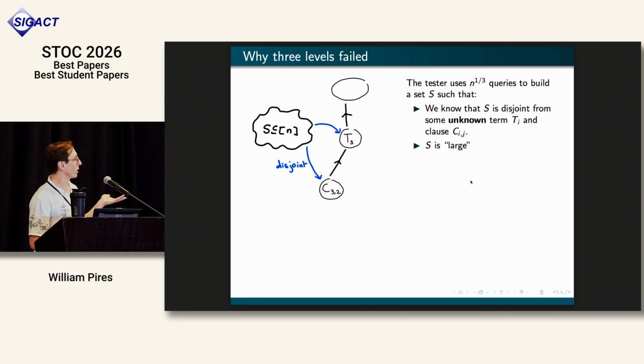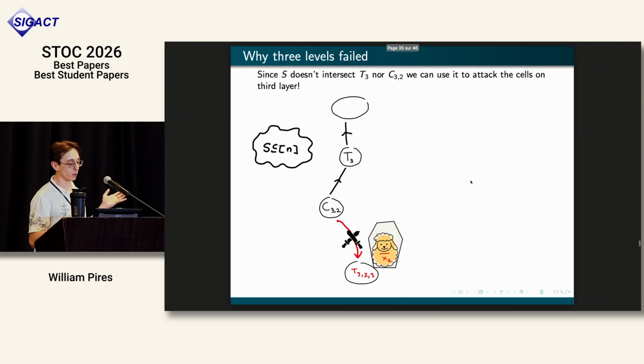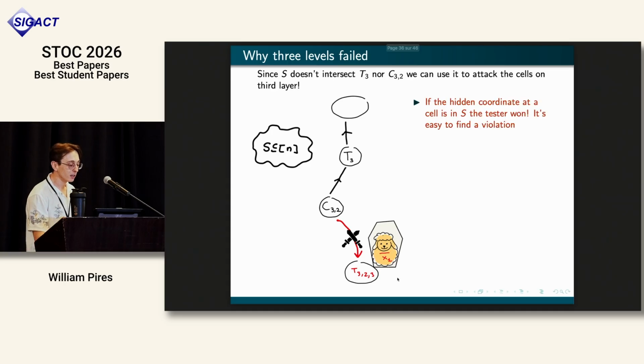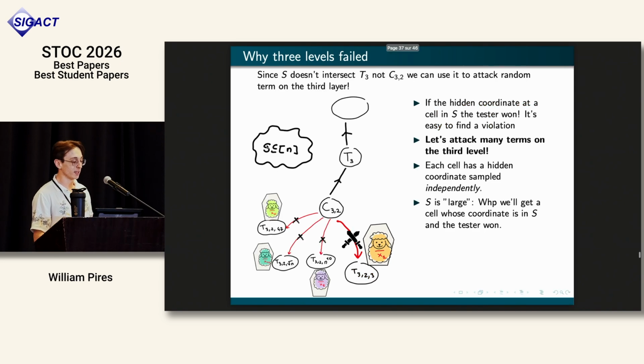And because S is disjoint from them, you can do cool things and play around with the coordinates in that set. And this allows you to start attacking the terms that are below this clause, the terms that you drew. And again, for that term, we have a little cell with a uniformly random anti-dictator. And it turns out that here, if the coordinate that corresponds to this orange shape is in S, the tester is going to find a violation to monotonicity super easily. So we basically lost, the tester wins, it can reject. So what's the tester going to do? It's going to try to attack many different terms.